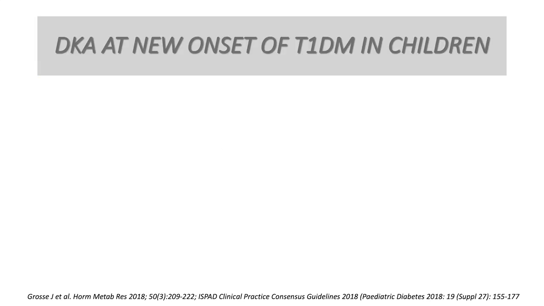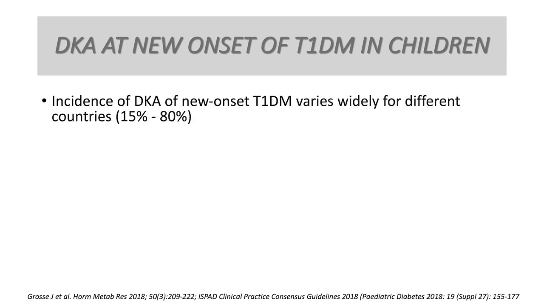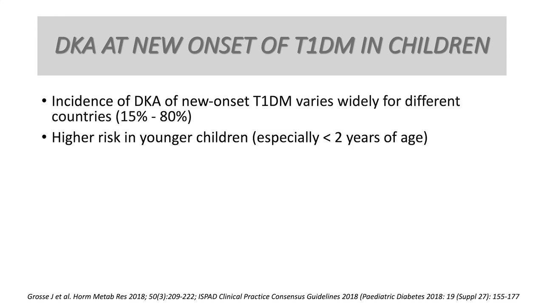So DKA at new onset of type 1 diabetes in children, what do we know? We know that the incidence of DKA at new onset of type 1 diabetes varies widely in the world, and it differs from country to country, and we know that it ranges from 15% up to 80%. What we are also aware of is that the younger the children are, the greater the risk they have of developing DKA at new onset of this diagnosis, especially those younger than 2 years of age.